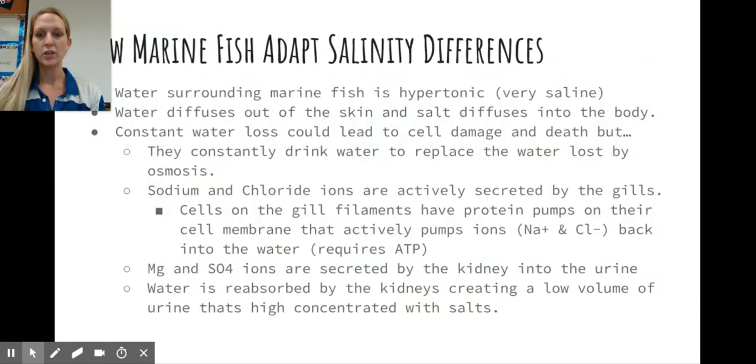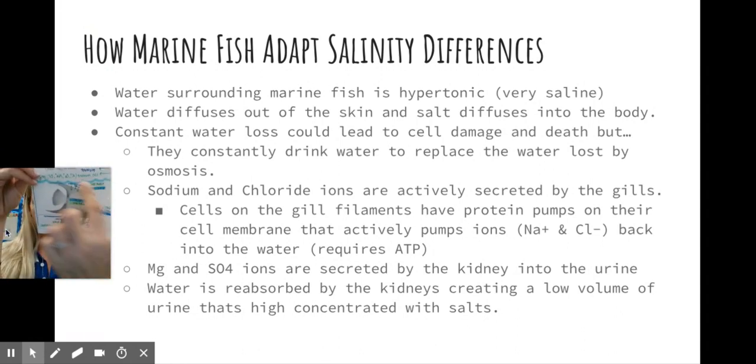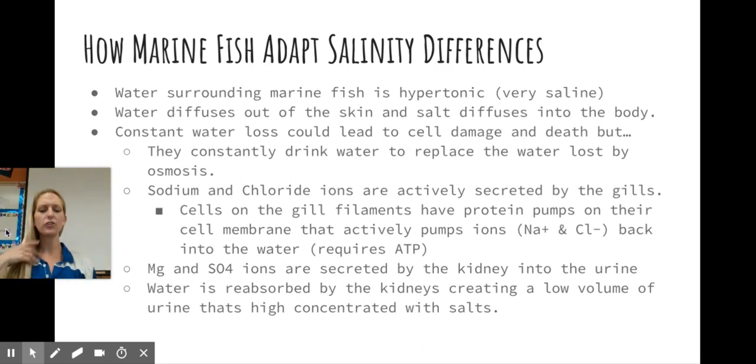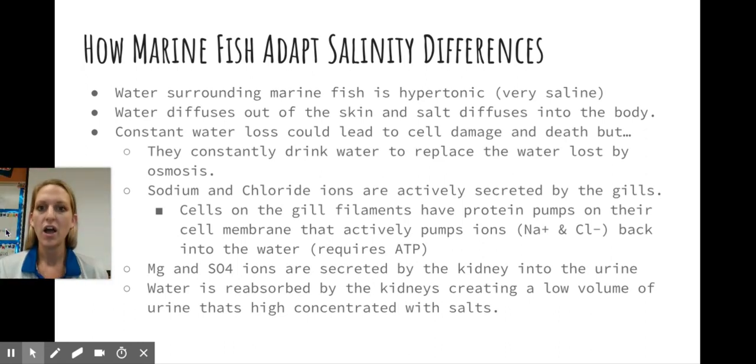Cool. So how marine fish will adapt to salinity differences. And we literally drew this in. You drew in the adaptations a couple times. So water surrounding the marine fish is going to be hypertonic, so it's going to have a greater amount of dissolved particles and lower water potential. Water is going to diffuse out of the fish because it wants to try and hit that equilibrium gradient. Salt's going to diffuse into the body. And just refer back to this, where our arrows are going.